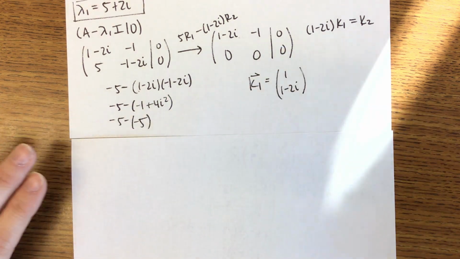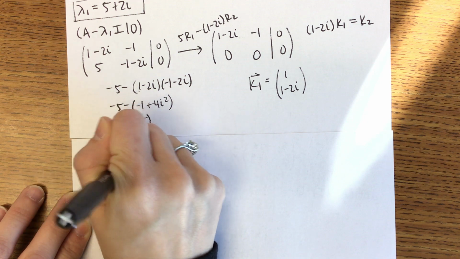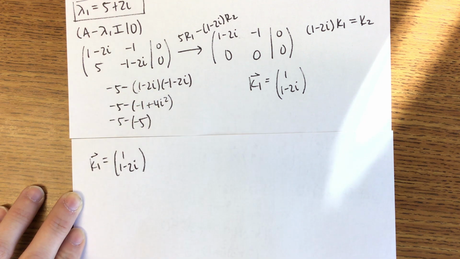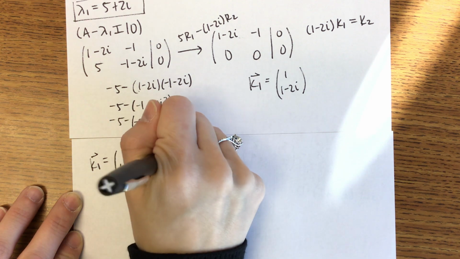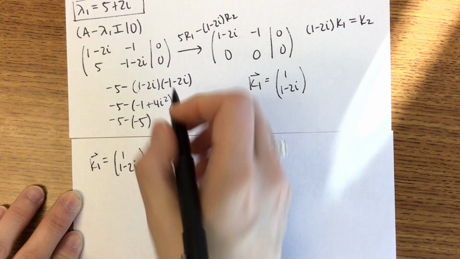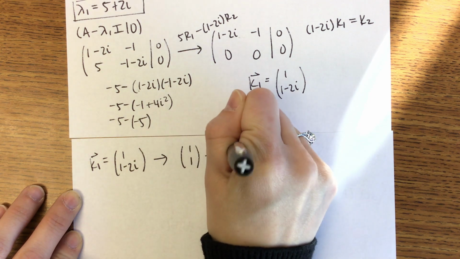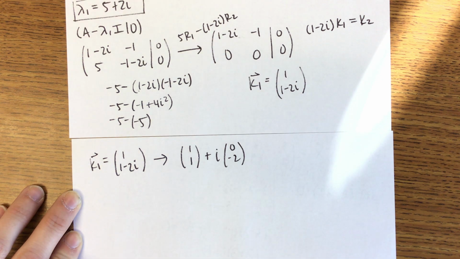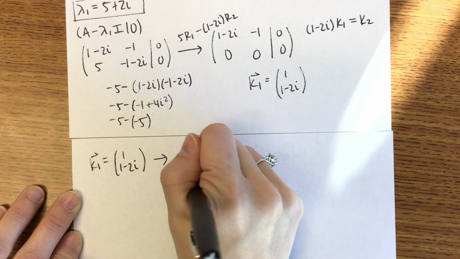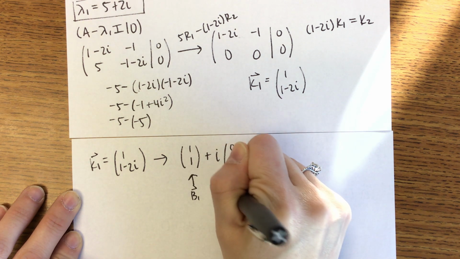Wow, this is really crooked. Okay. I'm going to write down that K1 one more time. That's all we need. We do not have to find the other eigenvector. What you're going to do is split that up into the real parts and the imaginary parts. The real part is 1, 1. The imaginary part is 0, negative 2. The real part is b1. The imaginary part is b2.